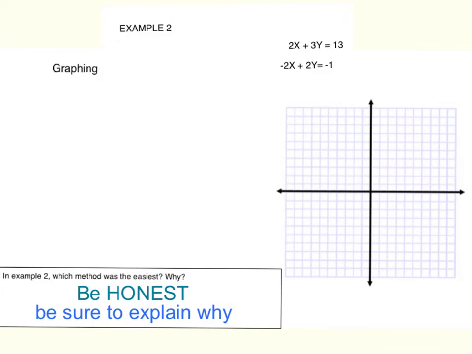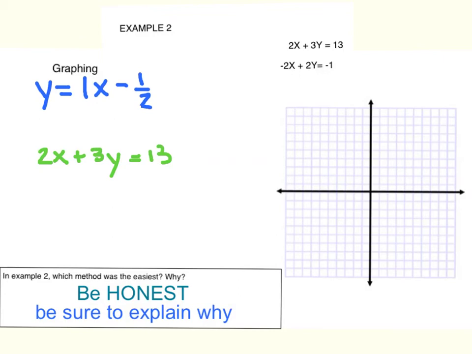Now let's do this by graphing. Notice we actually already did one of these problems by solving it for y when we did the substitution. So I'm just going to rewrite it. So the answer that we got when we did the substitution was y equals 1x minus 1/2. Remember, we did that one. So I'm not going to do it again, just to cut time. So we do need to solve the other equation, though, for y.